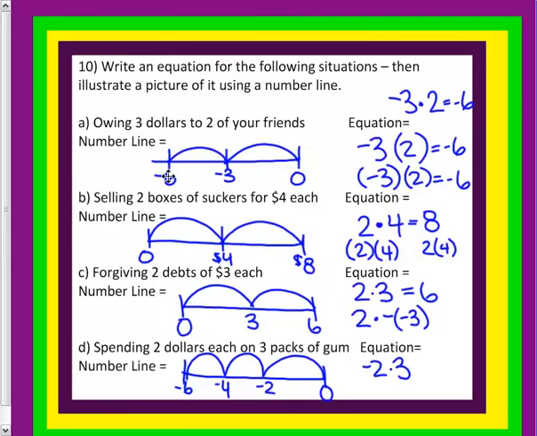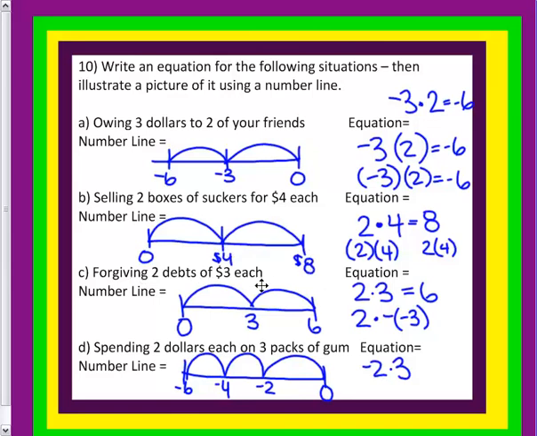For this one, owing $3 to 2 of your friends would be like, okay, I owe one friend $3, I owe both friends together -6. So -3 times 2 is -6. Selling 2 boxes of suckers for $4 each would be like 2 times 4 or 8. Okay, so 2 boxes, 4 each, so they skip 1 on the number line to 4 and another box on the number line to 8.